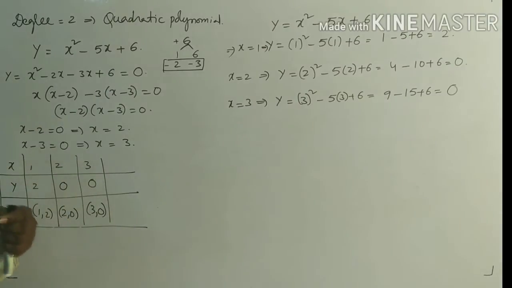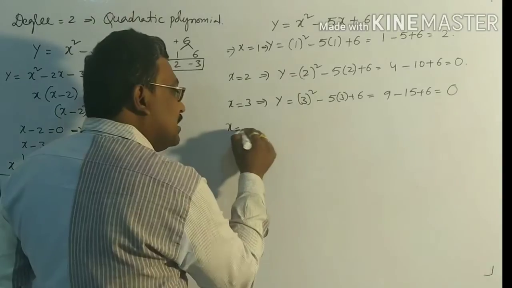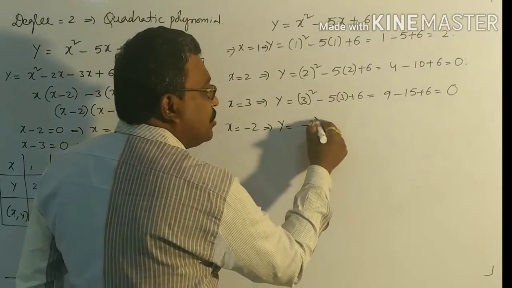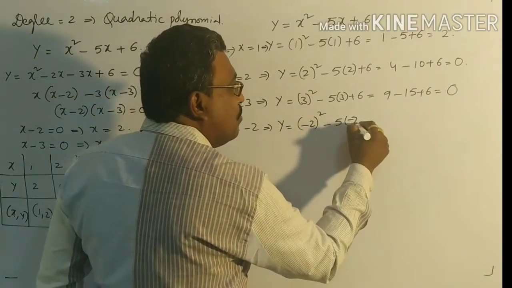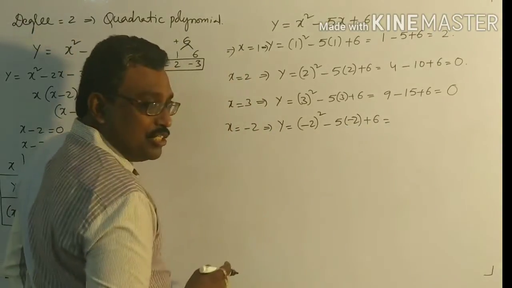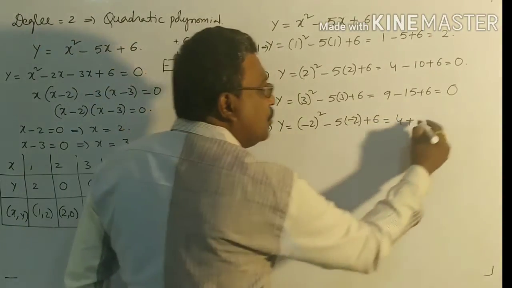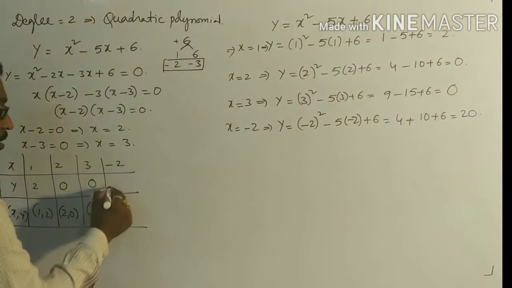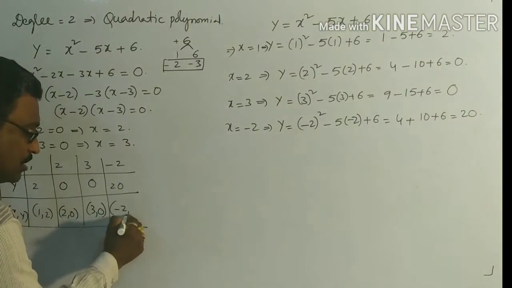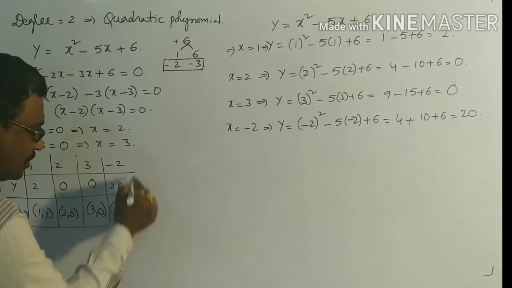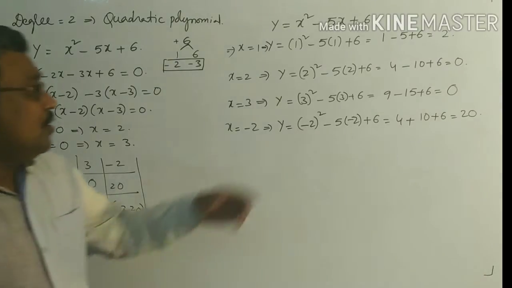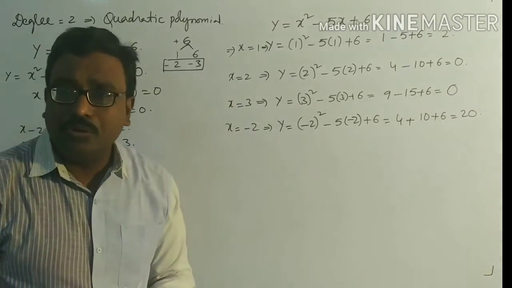All positive numbers so far. I'll take some negative numbers also. x is equal to minus 2. y is equal to minus 2 whole square minus 5 into minus 2 plus 6. Minus 2 whole square is 4. 5 2s are 10, plus 6, that is 20. So minus 2 comma 20. Now for these x and y values, I should draw the graph. This simplification and calculation part you already know very well.